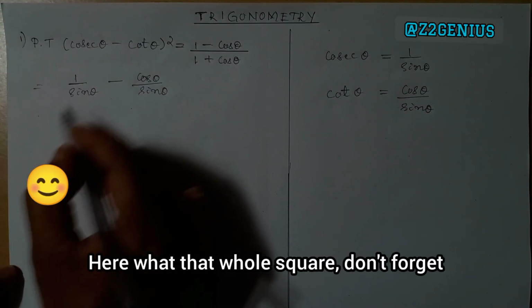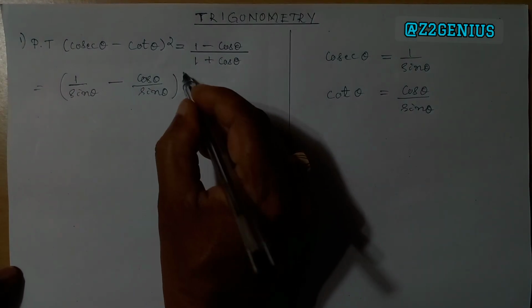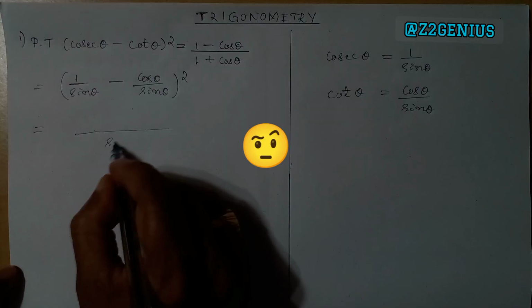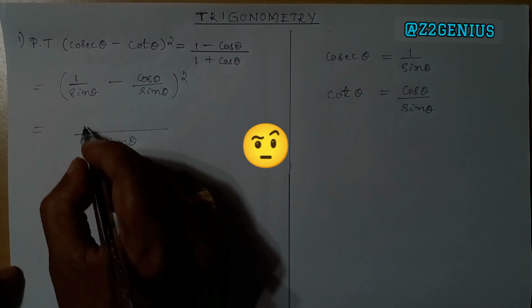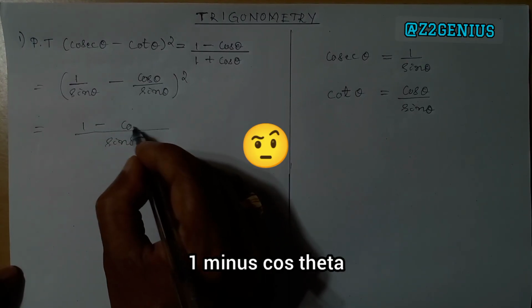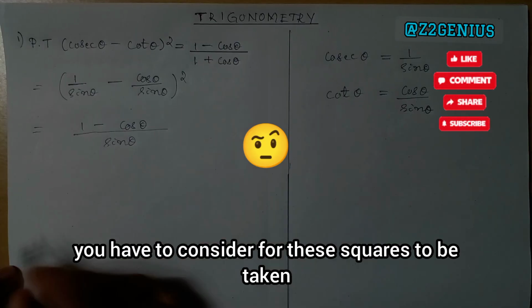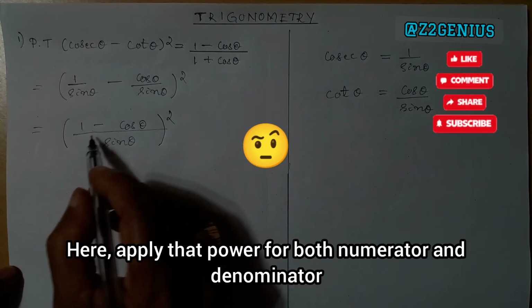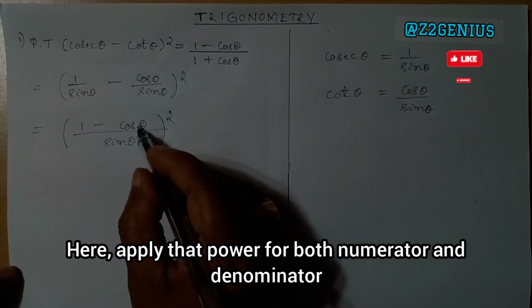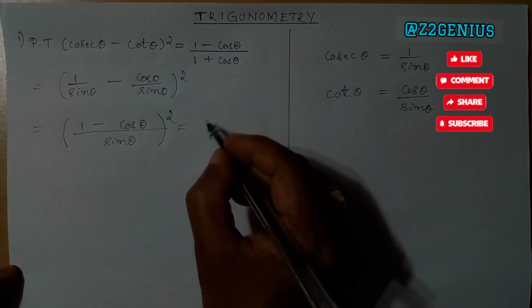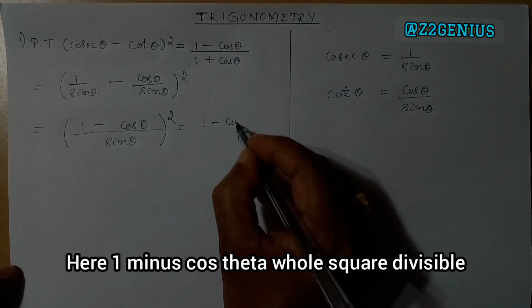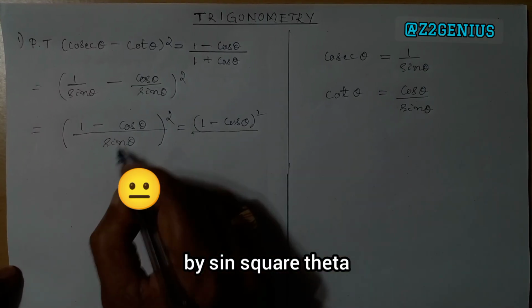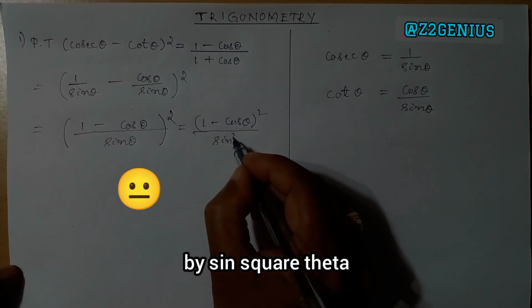Here the whole square, don't forget. Okay, here sin theta is the LCM. In the numerator, you have to consider 1 minus cos theta. For the square to be taken, apply the power to both numerator and denominator. Here, (1 minus cos theta) whole square divided by sin square theta.